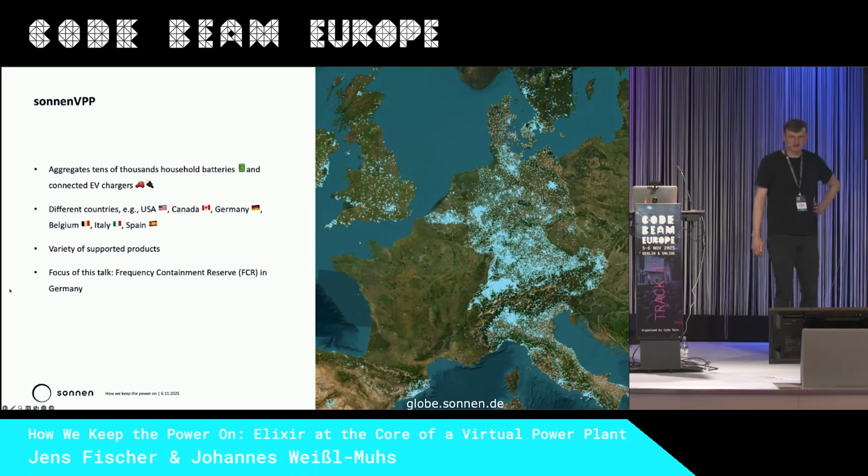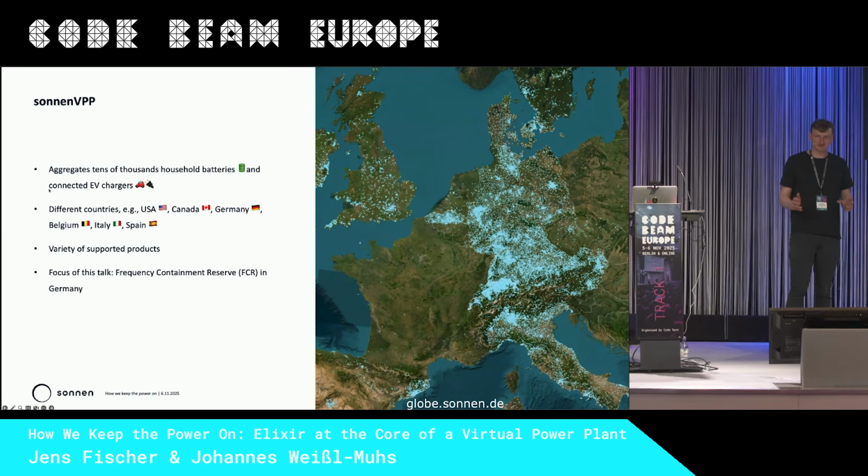The VPP at Sonnen aggregates tens of thousands of these small residential batteries and also some EV car chargers. This is really a specialty. Normally, virtual power plants are made out of bigger assets, but these are tiny, small assets, but 10,000 of them. And they are in many countries. For example, we have one VPP in the US, one in Canada and one in Germany. They are not connected in any way.